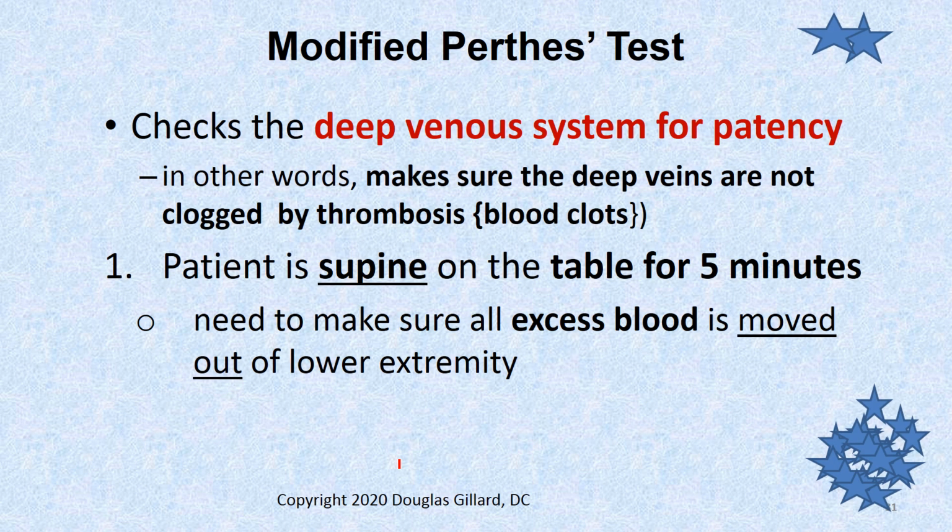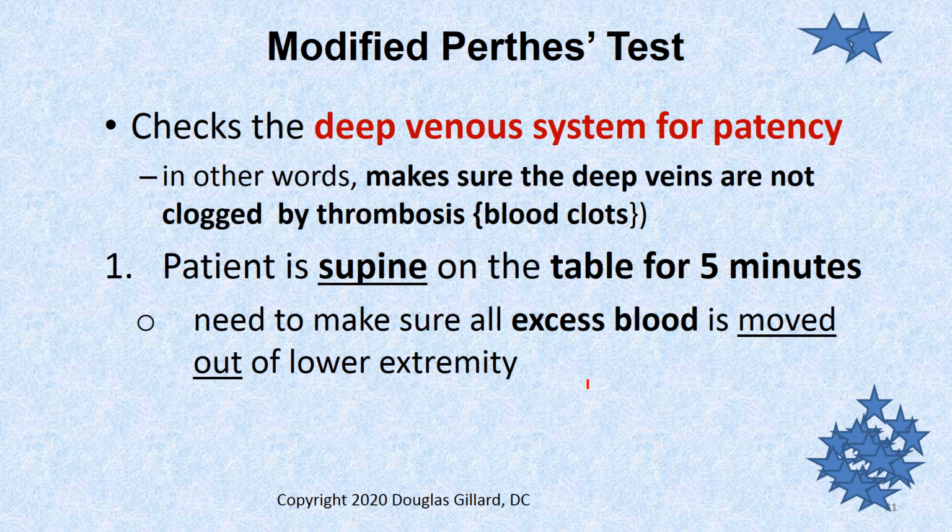Modified Perthes. So here's the story. It checks for patency. I can see the test question: Modified Perthes test is a test for the patency of the superficial venous system. No, deep venous system, right? It's to make sure the deep veins aren't clogged up with gunk, thrombus. So step one, patient lies on a table, supposed to lie there for 5 minutes, and there are like 10 interpretations of this test, right? So I'm doing the most evidence-based one from the best resource.